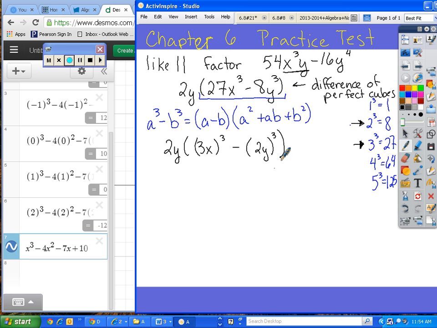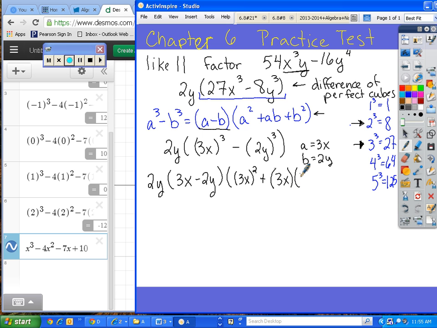So now it looks a little more like this formula. I can say a is going to be 3x and b will be 2y. And I'm going to plug it into my formula here. So I'm going to bring down my 2y. I don't want to forget that in my problem. And I have a minus b. Well, a is 3x and b is 2y. So a minus b, and then a squared is going to be 3x squared plus a, which is 3x times b, 2y, plus 2y squared, close parentheses.